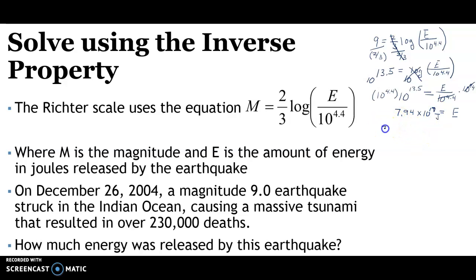On my calculator, this shows up as 7.94, all kinds of other decimals, and then it has this little E and 17, and that is indicating the scientific notation, and that's how we get the times 10 to the 17th power. So the inverse property is this property that tells us that using the base of 10 will allow us to cancel or undo the logarithm.